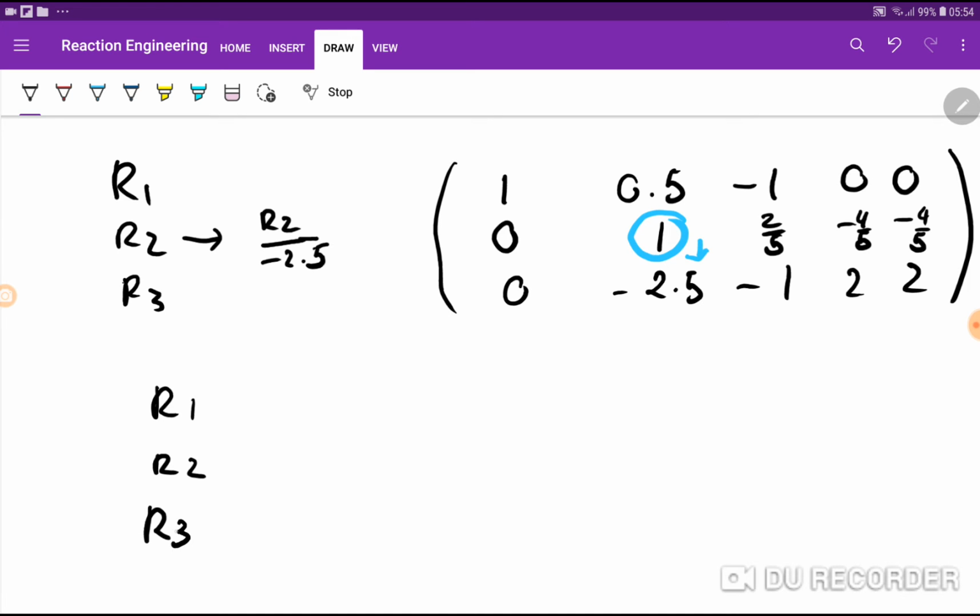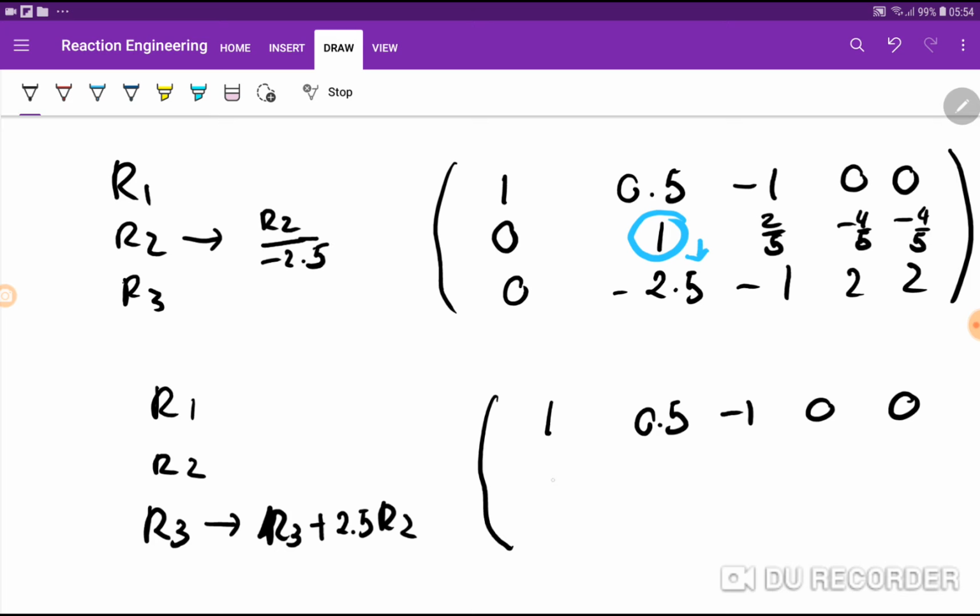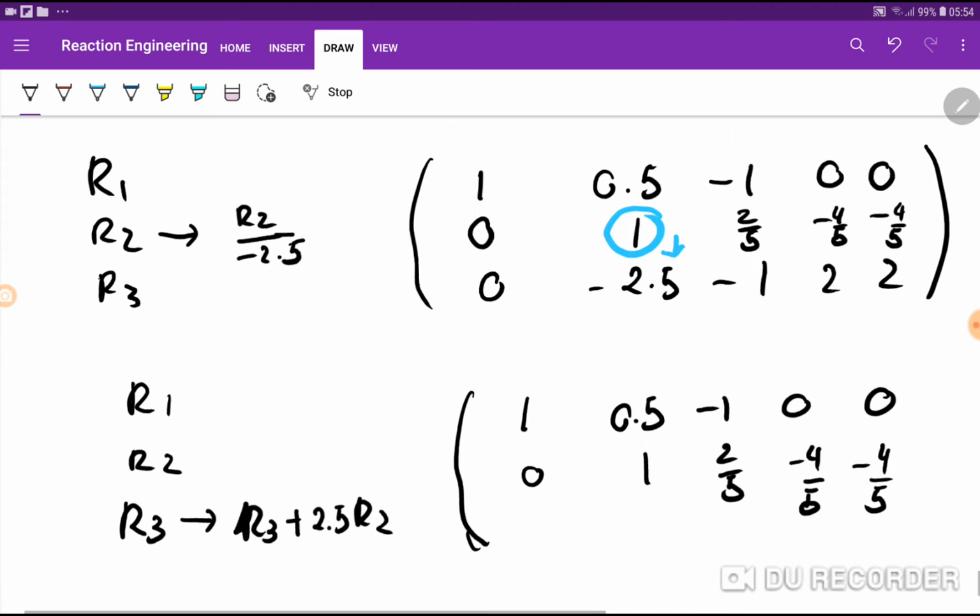Well, I'm gonna replace R3 with R3 plus 2.5 R2. Okay, so let me see. Look, this is the tip for you all. Let me tell you the motivation behind the fact that I replace R3 with R3 plus 2.5 R2. Okay, so what's the goal? The goal is I want to turn this negative 2.5 here to 0, right?